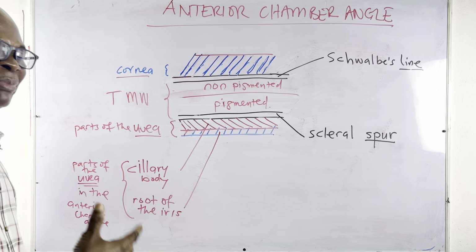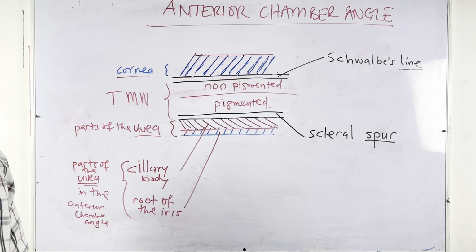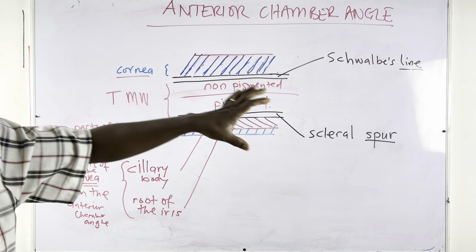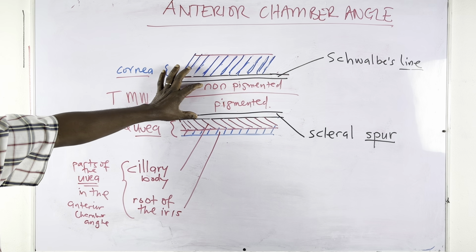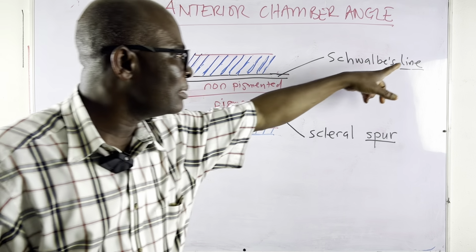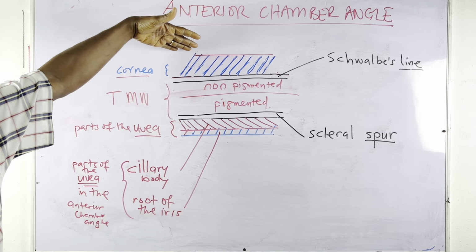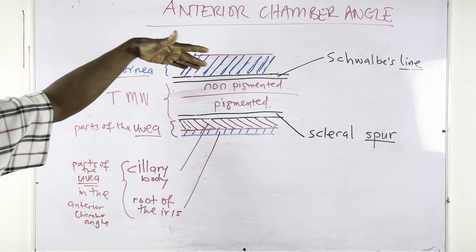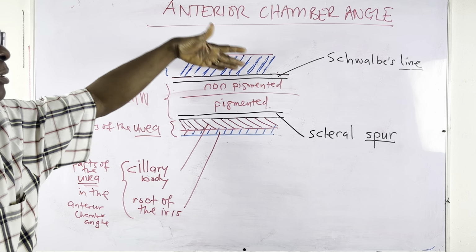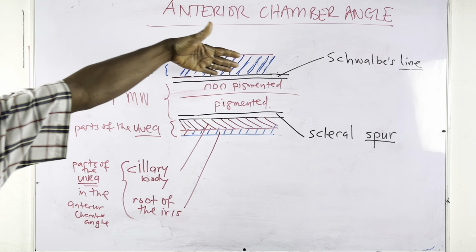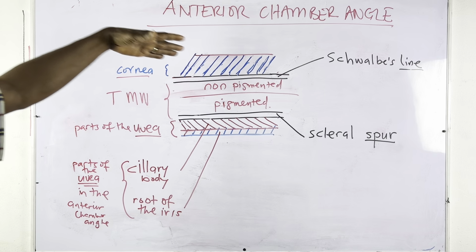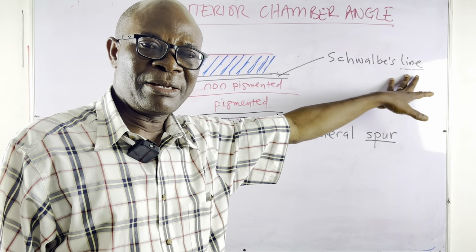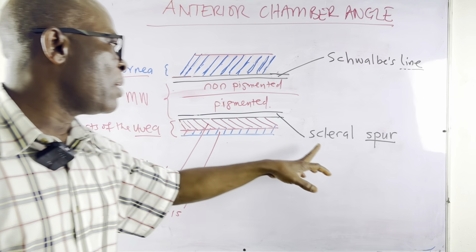So the think 3 brings us to another model called the sandwich model. We have the trabecular meshwork in the center. Then we have a line, which is a thickening at the end of the cornea side. This line is Schwalbe's line. Then we have the scleral spur.